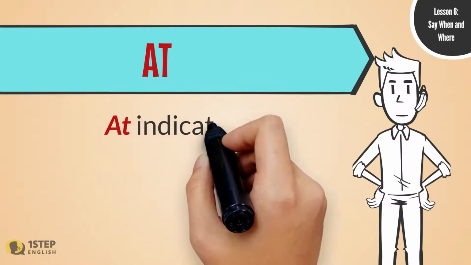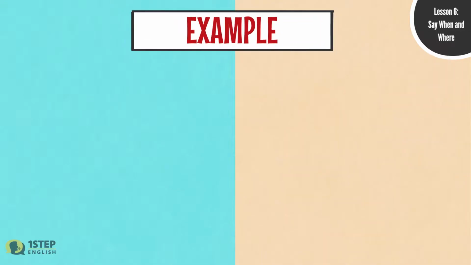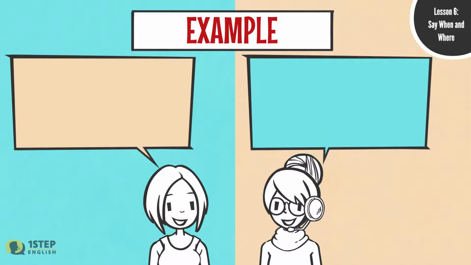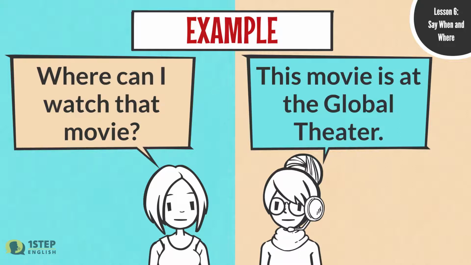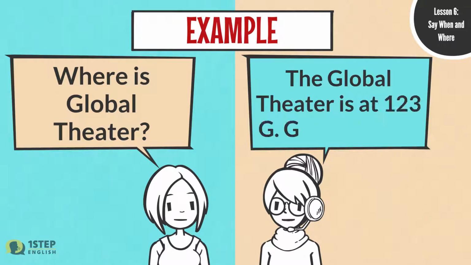At. At indicates the location of an event or number in the street address. For example, where can I watch that movie? This movie is at the Global Theater. At. This movie is at the Global Theater. Where is Global Theater? The Global Theater is at 123G Global Street. At. The Global Theater is at 123G Global Street.